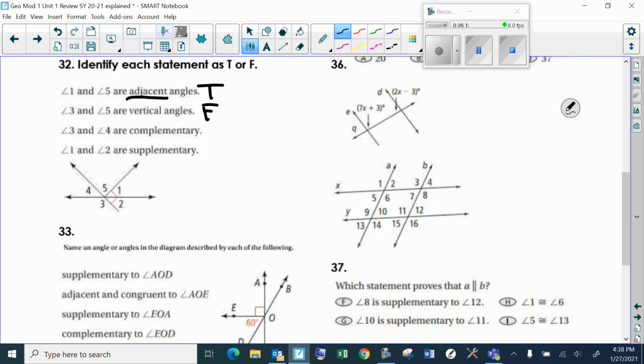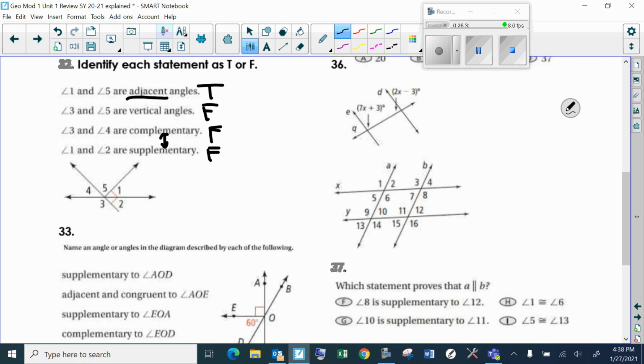3 and 4 are complementary. No, they're not complementary. That means they add to 90. 1 and 2 are complementary, so these two words are switched. That's a common error students make. 3 and 4 are supplementary, and 1 and 2 are complementary. So both of these are false.